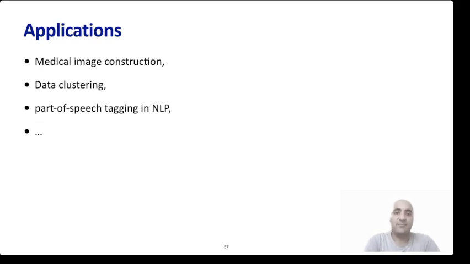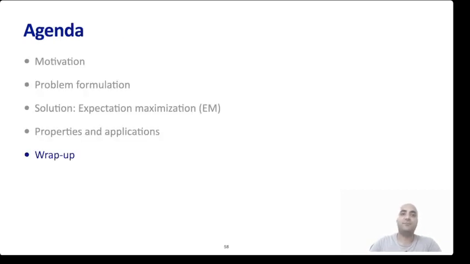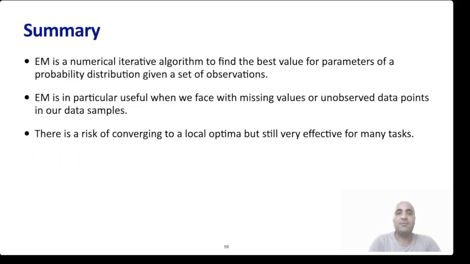Although expectation maximization converges to local optima, it has a lot of nice applications in many downstream tasks, like medical image reconstruction, data clustering, and part of speech tagging. Okay, to wrap it up, as we discussed, expectation maximization is a numerical iterative algorithm to find the best values for the parameters of a probability distribution given a set of observations.